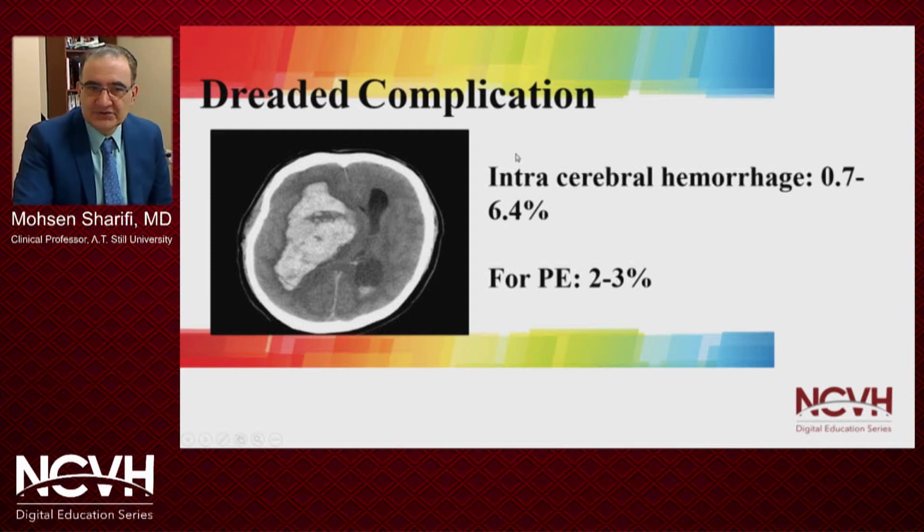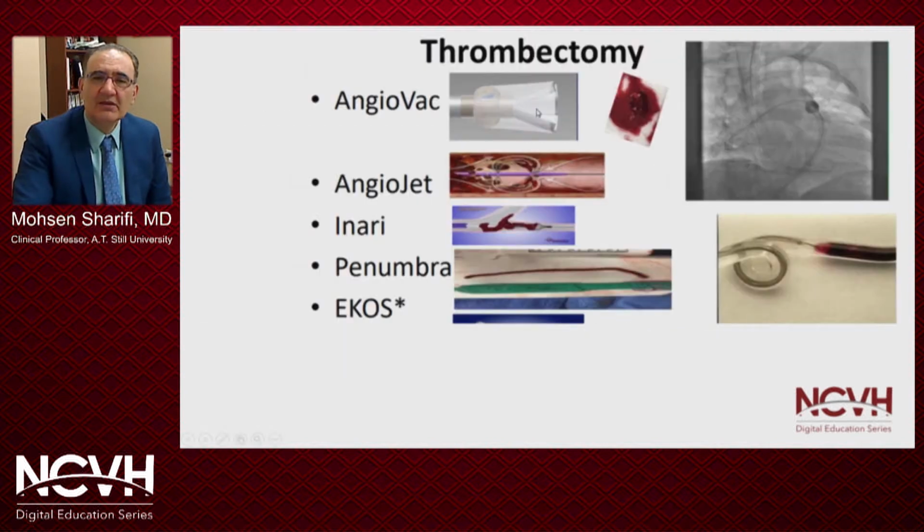If you look at all comers who receive TPA for one reason or the other, be it for myocardial infarction, stroke, and so forth, intracerebral hemorrhage has been reported at about 1% to 6%. For PE, it runs about 2 to 3%. Now, there are other devices, catheter-based devices that have been used and are being used, but these have not entered the guidelines in the US. And with the exception of the ECMO that we will be talking about shortly.